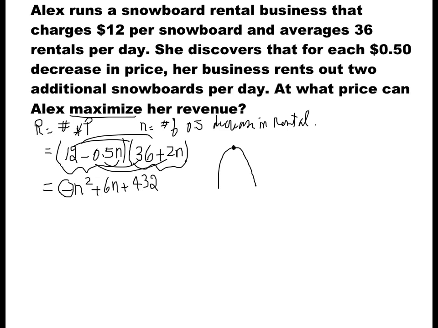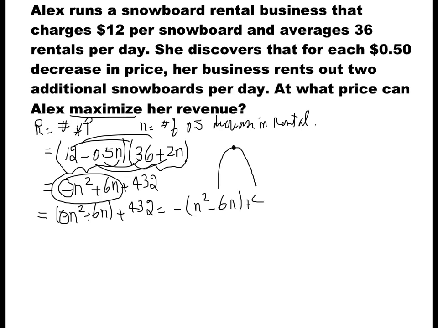Now, what I'm going to do is use completing the square to change this one to vertex form. So I'm going to take these two terms together. I get negative n squared plus 6n plus 432. Again, the leading coefficient has to be plus 1, so I take negative out. So I get negative, n squared minus 6n, plus 432. Now, 6 divided by 2 is going to be 3, so I add 3 squared and subtract 3 squared. So it's going to be negative n squared minus 6n plus 3 squared, which is 9, minus 9, plus 432.